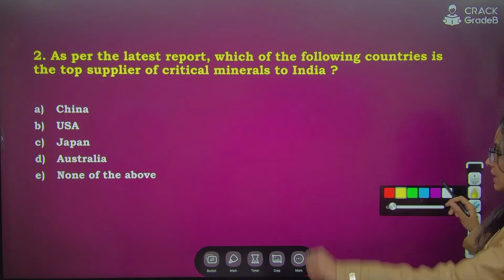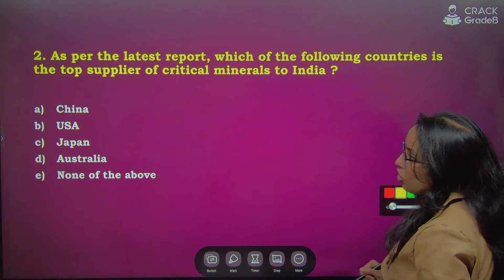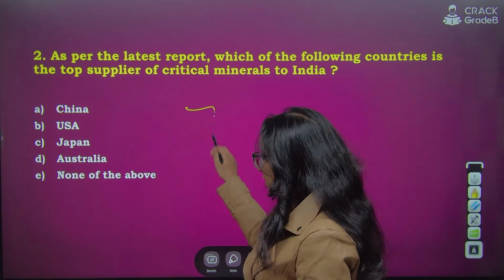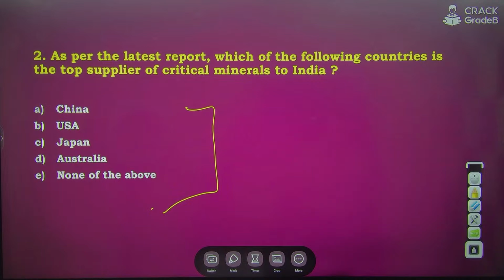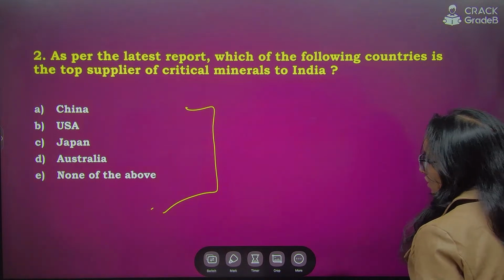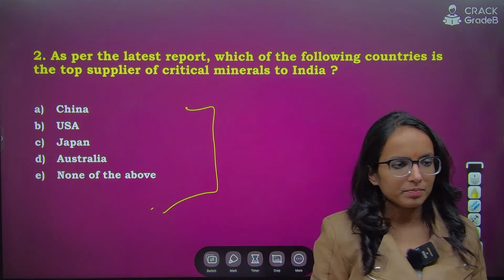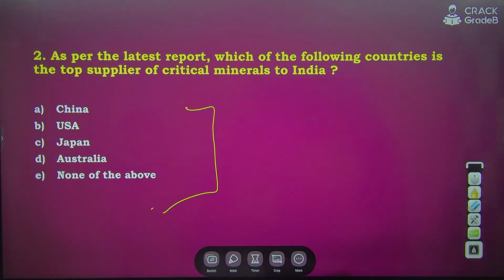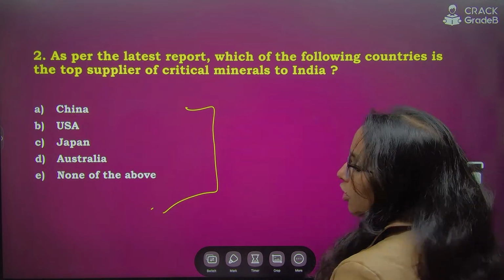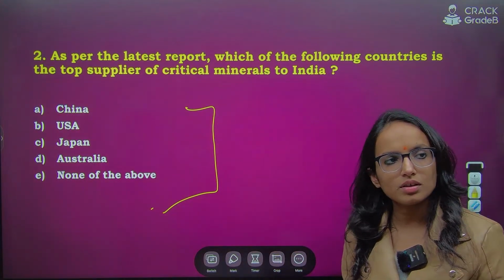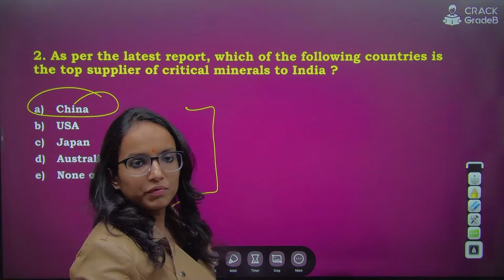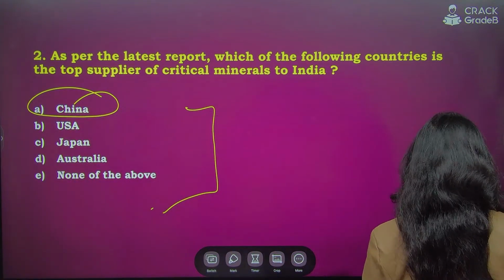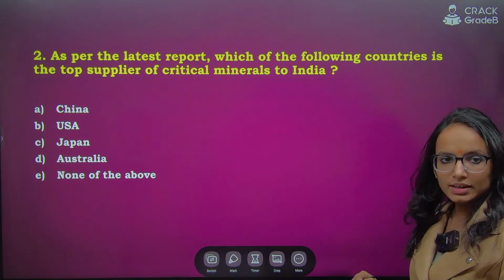Next question. As per the latest report, which of the following countries is the top supplier of critical minerals to India? Tell me. The correct answer would be China. Okay, option A. China is the top supplier of critical minerals to India. I have discussed with you what critical minerals are, right? With examples. So China is the top supplier.